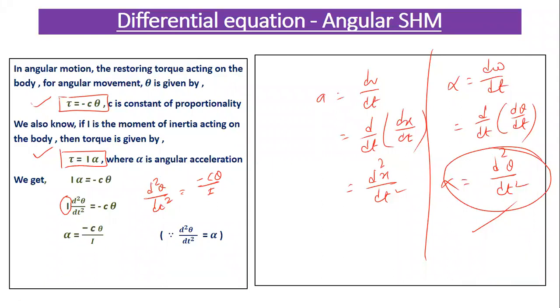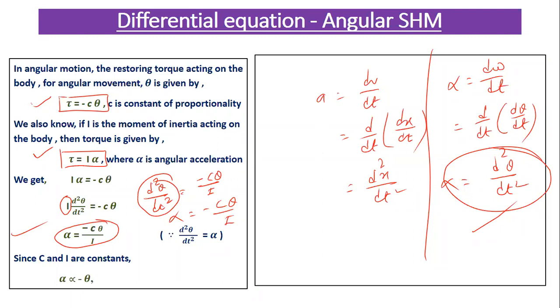Here d square theta by dt square is alpha. Alpha is equal to minus C into theta divided by I. C and I are constant. So if C and I are constant, from this formula we can write alpha proportional to minus theta. Just as we wrote torque proportional to minus theta, in a similar manner we get alpha proportional to minus theta.